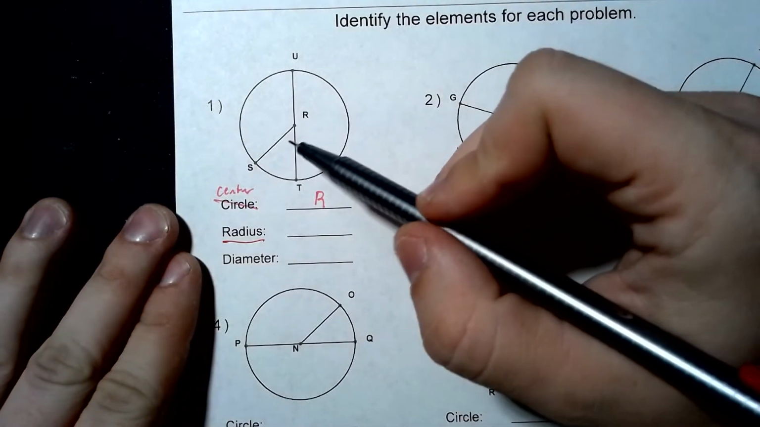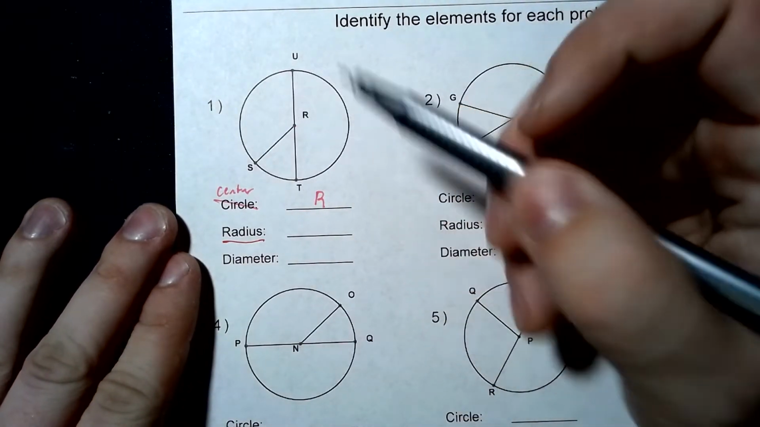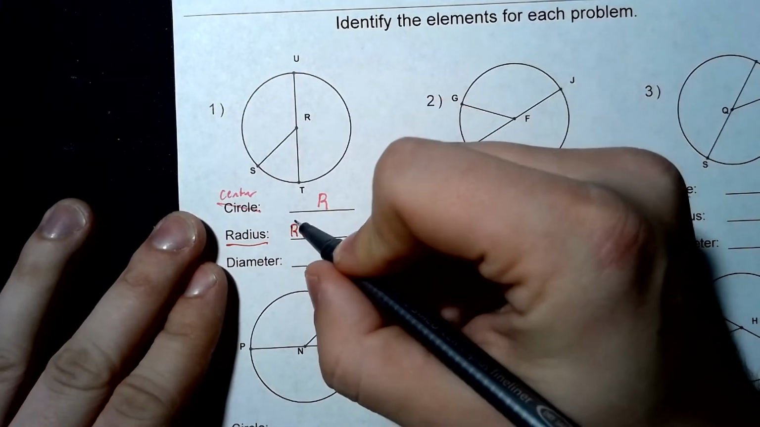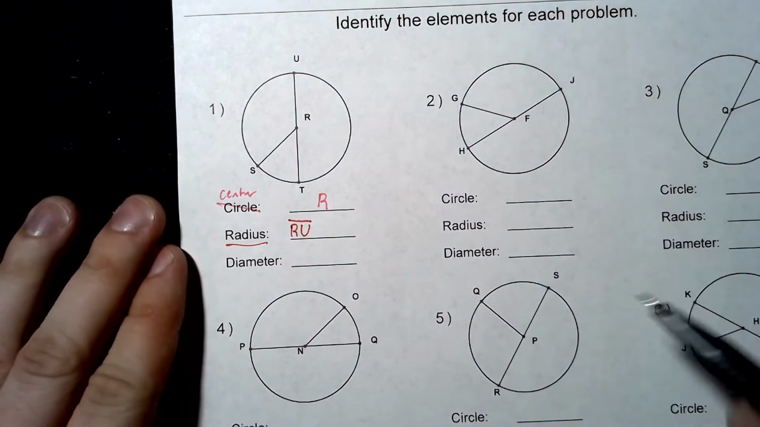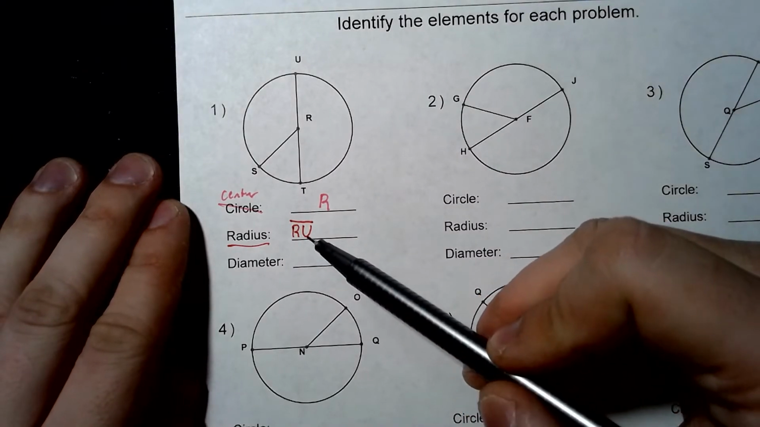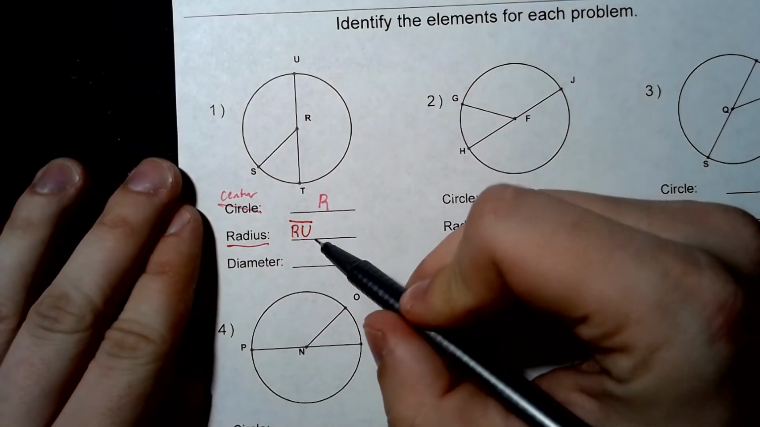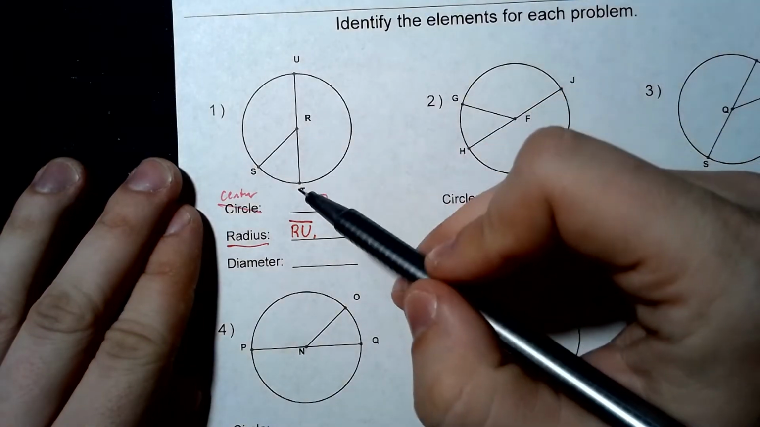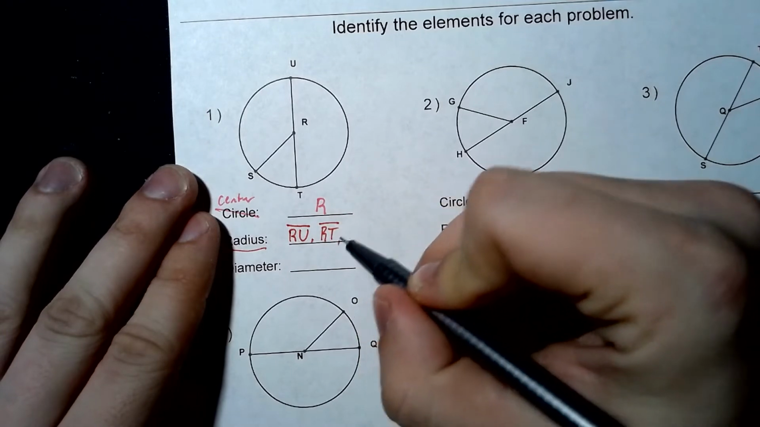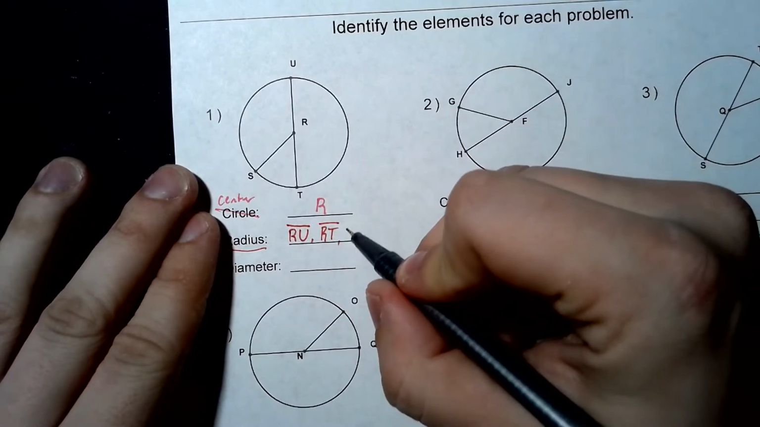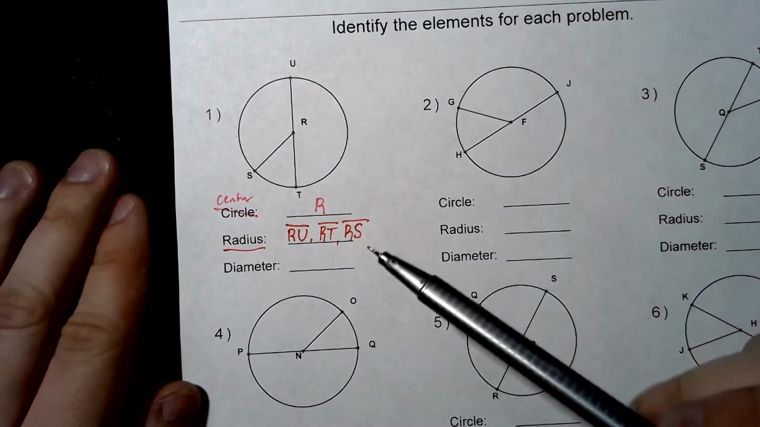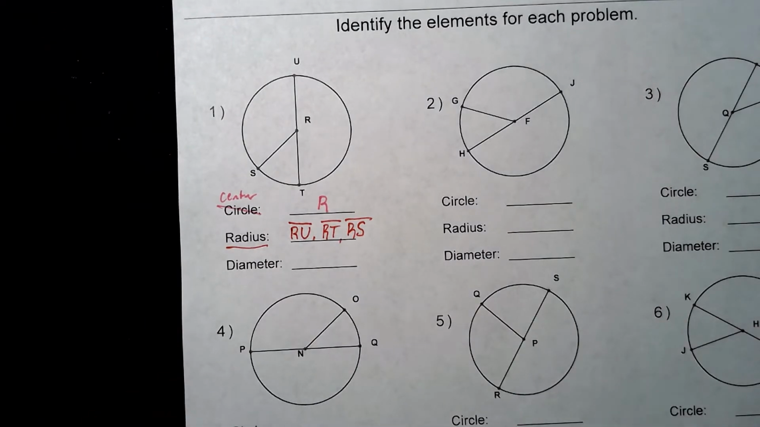The first radius is going to be from R to U, and we would label that as writing capital R, capital U, and we're going to draw a line segment over top of it. That lets us know that this is a continuous line that starts at point R and ends at point U. The next one is going to be from RT, so RT with a line over it. And the last one is RS. It will start at point R and end at point S. And this is how you would label what a radius is.